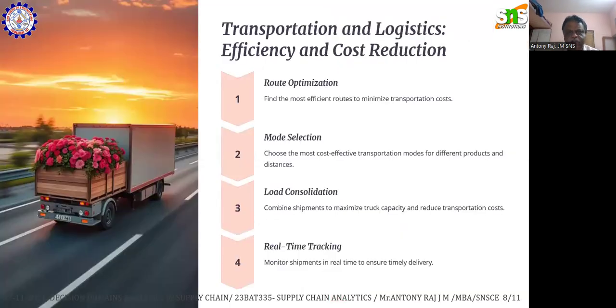And transportation and logistics is a very, very important decision domain where analytics is applied. One is route optimization. For every order you can optimize the route, which is definitely going to impact the transportation cost. Mode selection is also very important: you want to find the most effective mode of transportation for different products and distances. Load consolidation: maximize the truck capacity and reduce the transportation cost. Real-time tracking: monitor shipments in real time to ensure timely delivery.